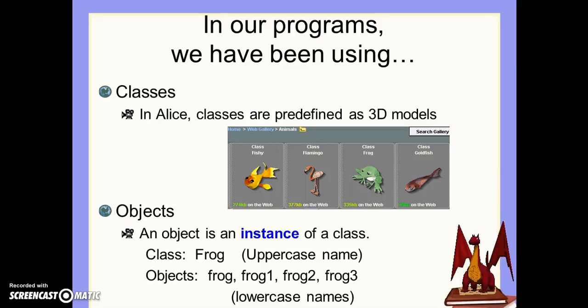Now, when it comes to objects, an object is an instance of a class. So for example, you might use the frog class, but if you have more than one frog, the frogs are going to be named frog, frog 1, frog 2, and frog 3. The class is an uppercase name, the objects are lowercase names.